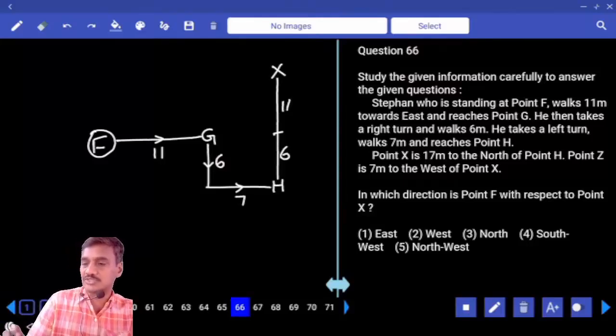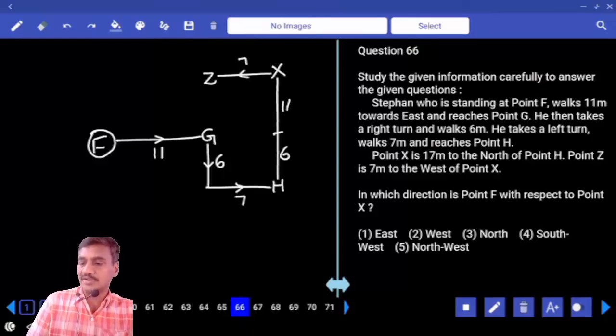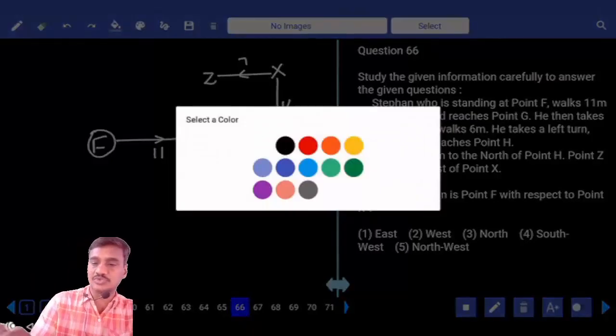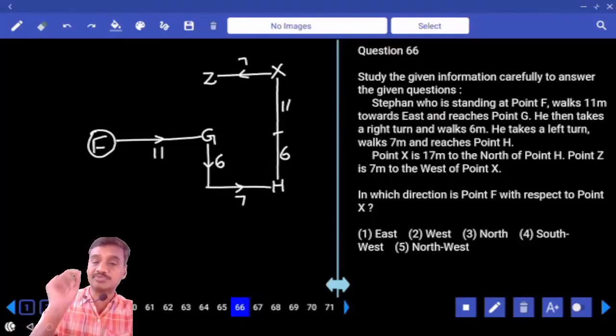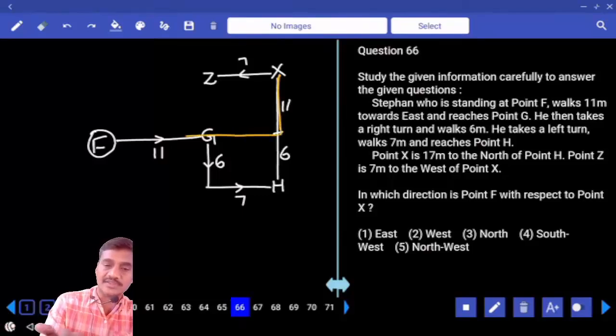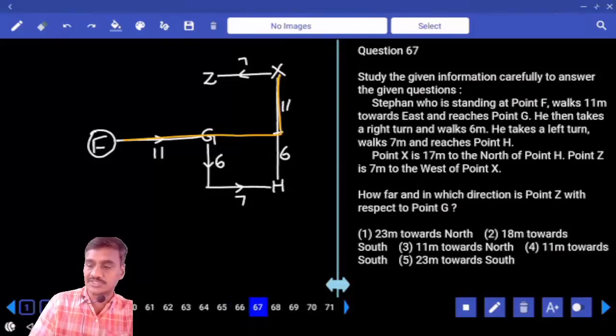Z is 7 meters to the west of X. Z and X were like this. Done? Then, in which direction is F with respect to X? Now we need to find out F with respect to X. In order to reach F from X, we have to go first south and then towards west. South and west, southwest, choice 4, question number 66.